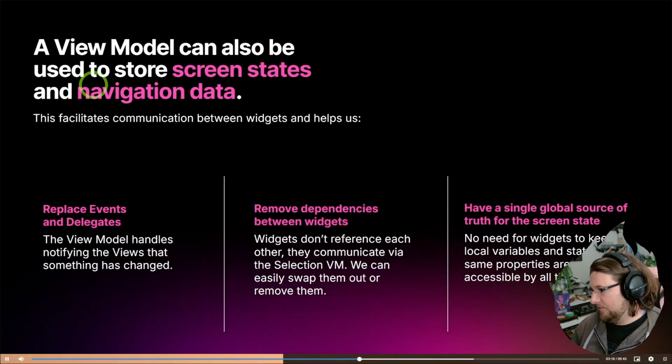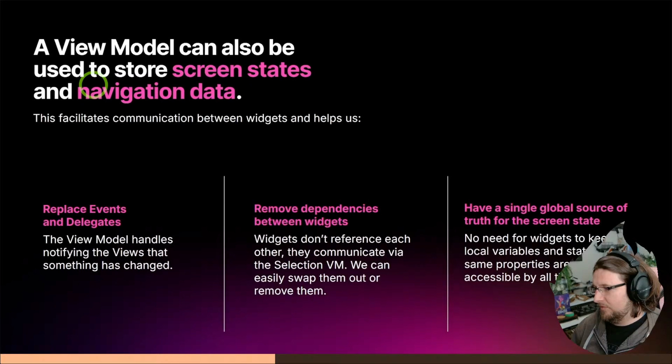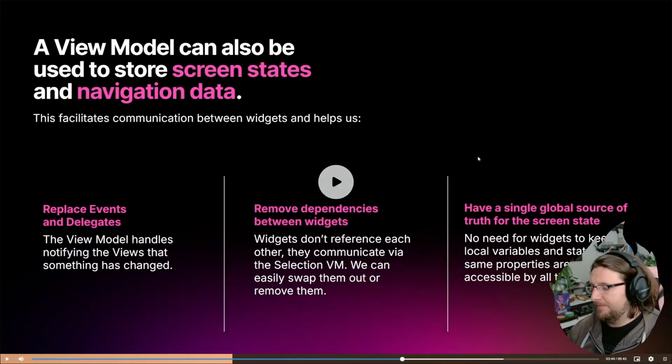each other's existence because they don't keep references of each other. They all keep references to the selection view model. You can swap them out, you can add some layers in between without really breaking anything. And since we use the same selection view model instance for all the views, we now have a single source of truth for the screen state. For example, in the selection view model, we have a property for the selected item, and none of the widgets need to store any local variable for the selected item. They can just query the selection view model. That's really cool.